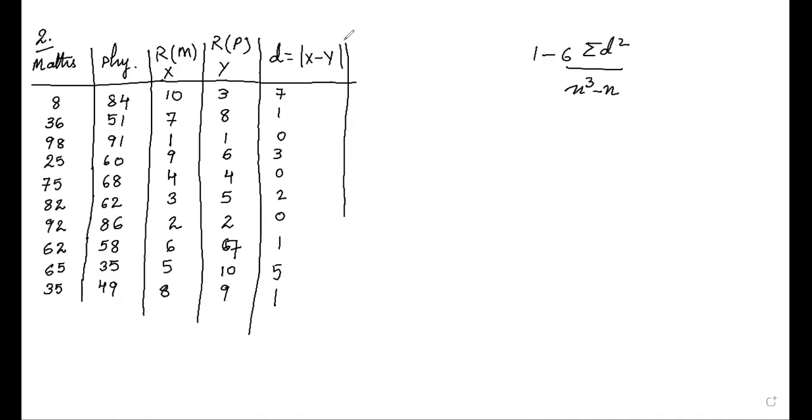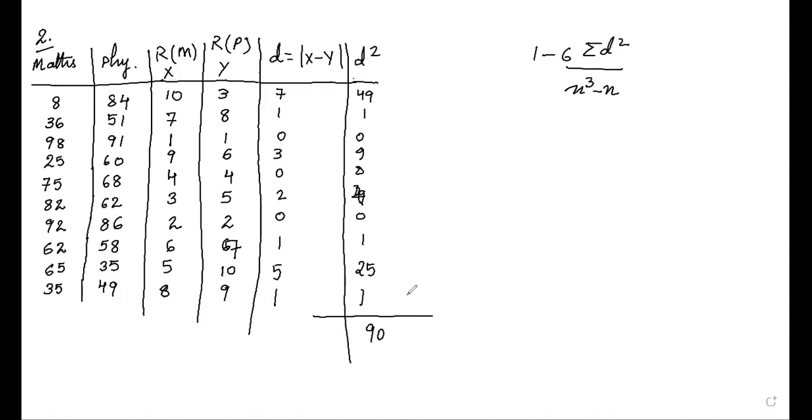That means d squared is again required. So let us make the d squared column. It will be 49, 1, 0, 9, 0, 4, 4, 0, then 1, then 25, and then again 1. And summation d squared, if you obtain the sum of this column, gives us 90. So all the things are done.